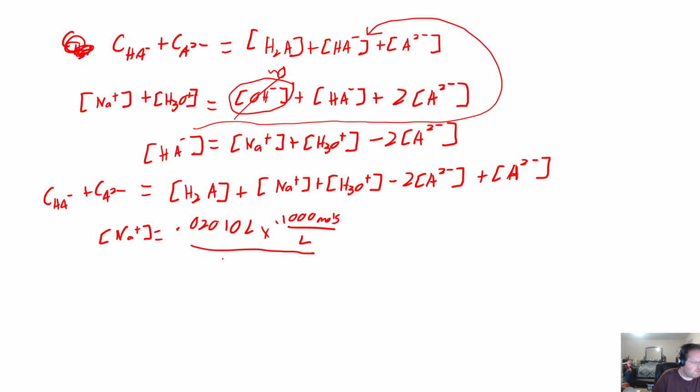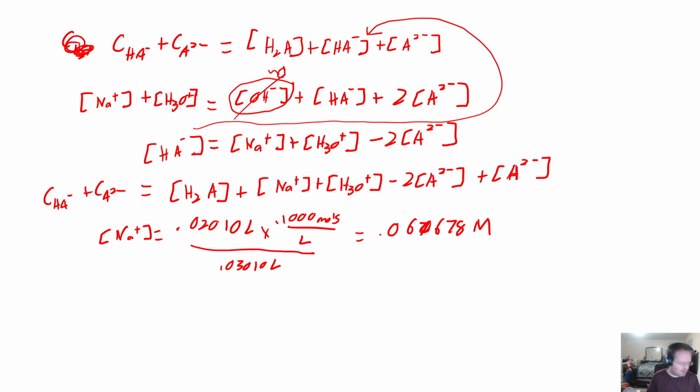And our volume of solution is 0.03010 liters. From there, this will be 0.06678 molar. So that's the concentration of my sodium plus. That's a constant. So now I'm going to plug that in, as well as both concentration values for HA minus and A2 minus into my equation. Let's see. Yeah, that's all I'm going to plug in for now.